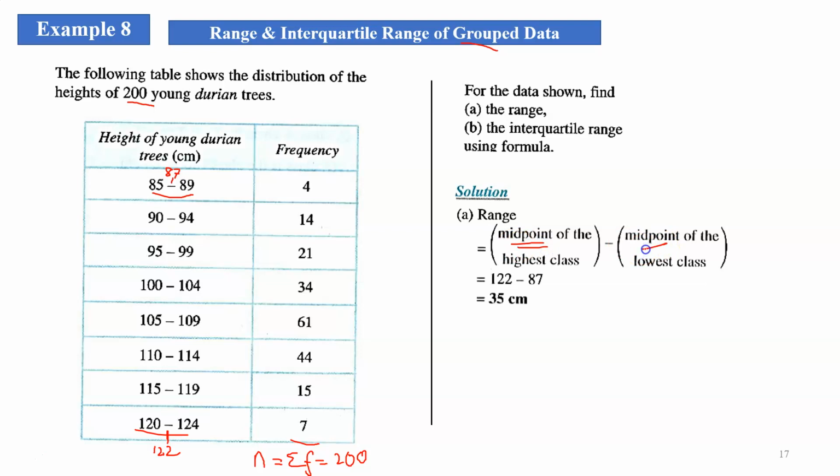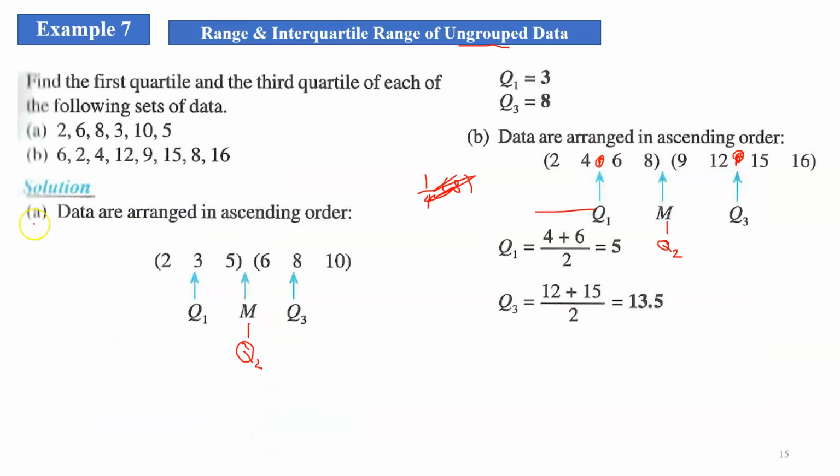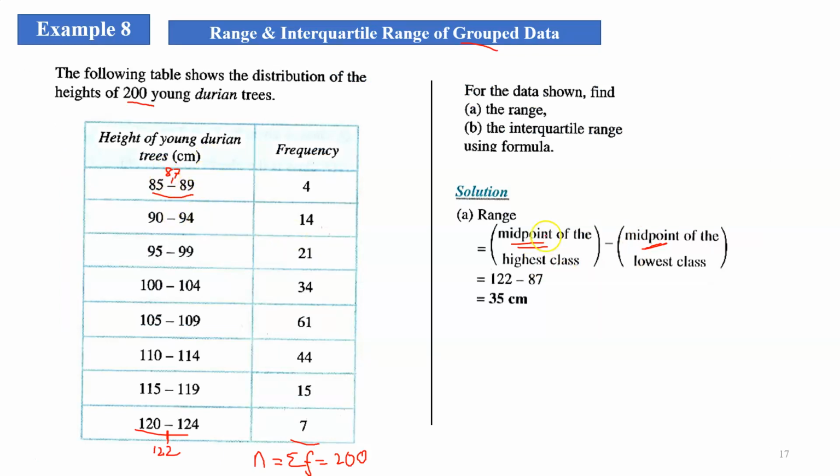Tapi kalau ungroup data, like the previous one, macam ni kan, you say this is the smallest, this is the largest. So the range, kalau range dia berapa? Range dia 10 minus 2. You get 8. You can take it straight away from the data. But for group data, you need to find the midpoint. Cari titik tengah dia. For group data, remember for group data, always use the midpoint or the x value. Call it as x, kan?